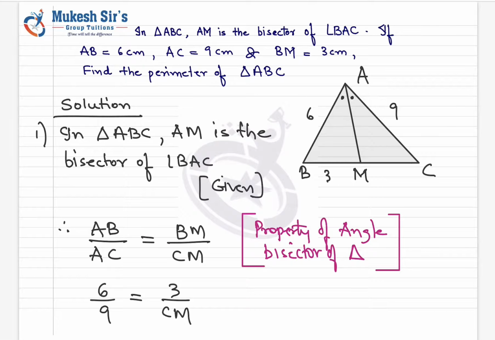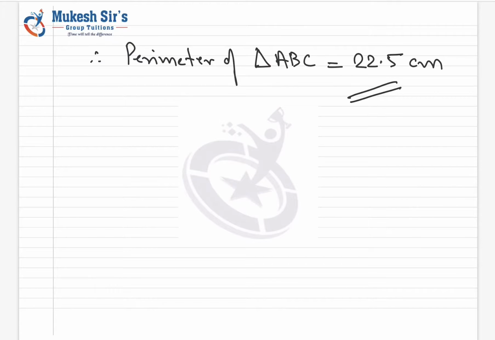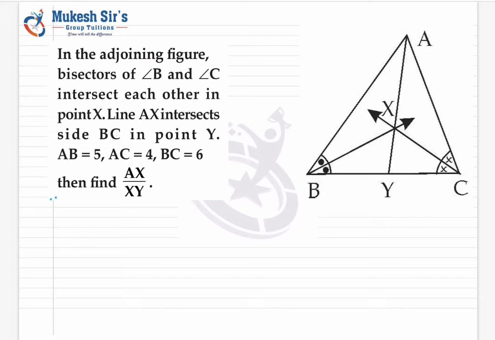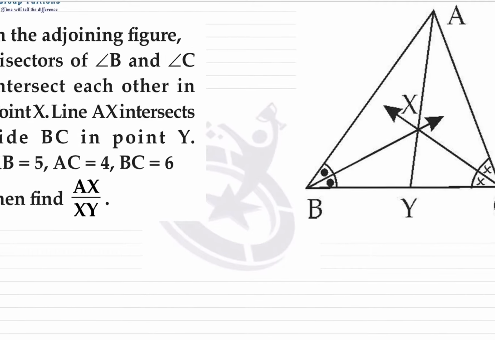AM is the bisector, right? So you get BM upon CM is equal to AB upon AC. Clear? Let's solve one more sum based on this property. Look at this question. In the adjoining figure, the bisectors of angle B and angle C.